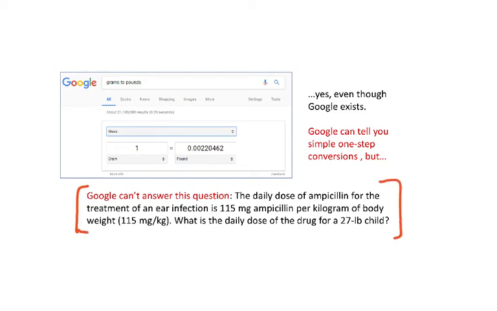answer, right? For example, say the daily dose of ampicillin for the treatment of an ear infection is 115 milligrams of ampicillin per kilogram of body weight. What is the daily dose of the drug for a 27-pound child? So we're actually going to answer this question at the end today, but we see that you might be able to use Google for individual steps of your unit plan, but you can't just type this question in.